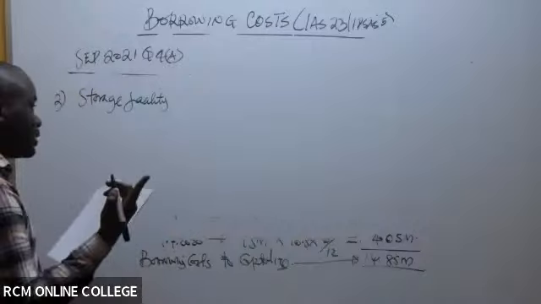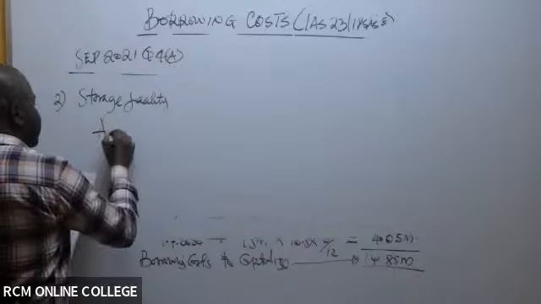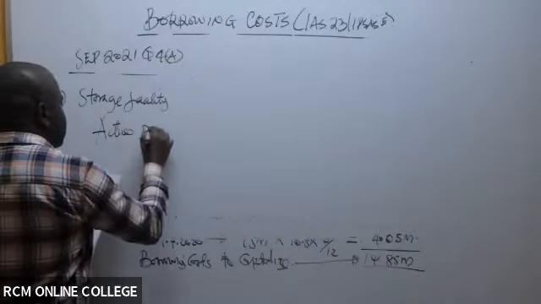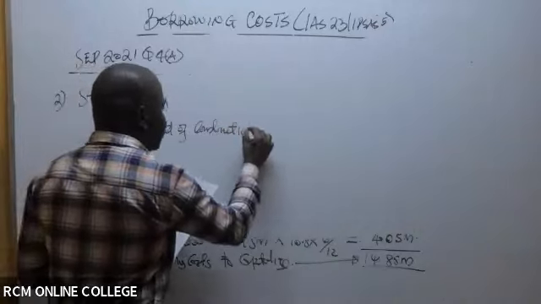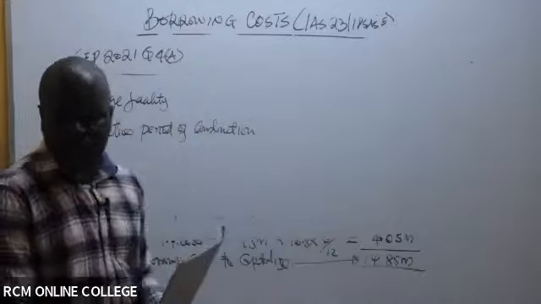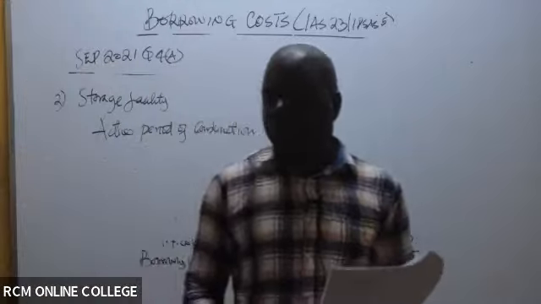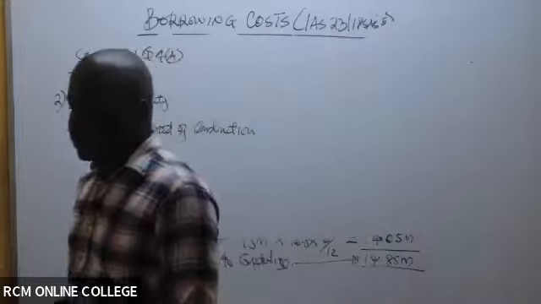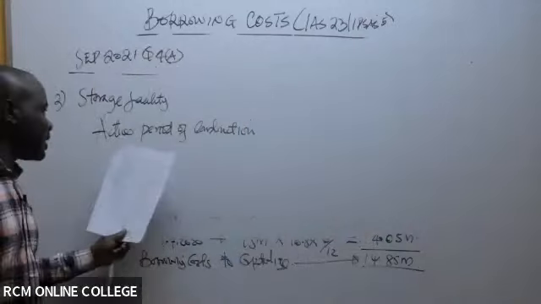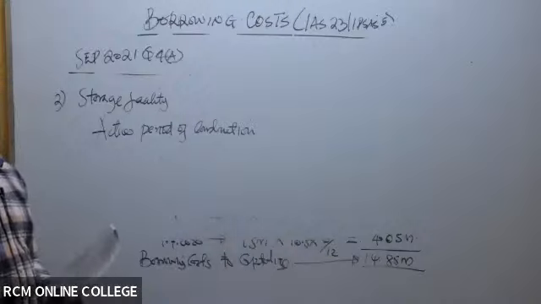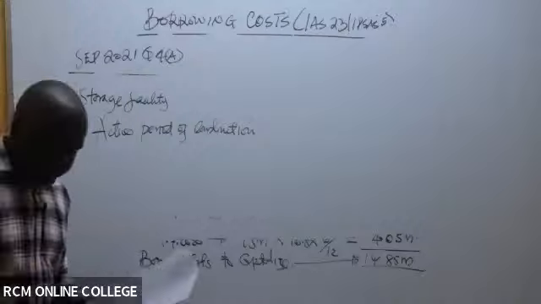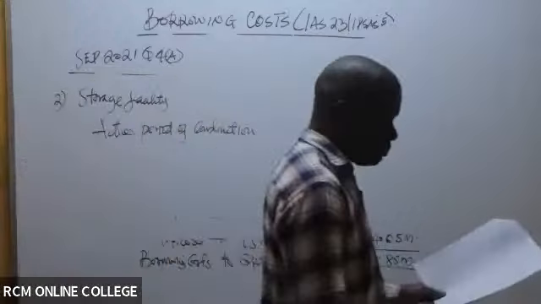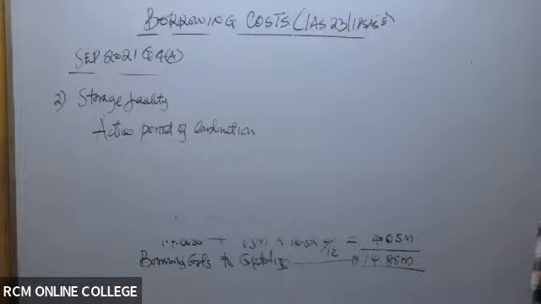Of so much importance, please tell me, what was the active period of construction? According to that statement there, how many months were for active construction during the year? I want you to tell me.